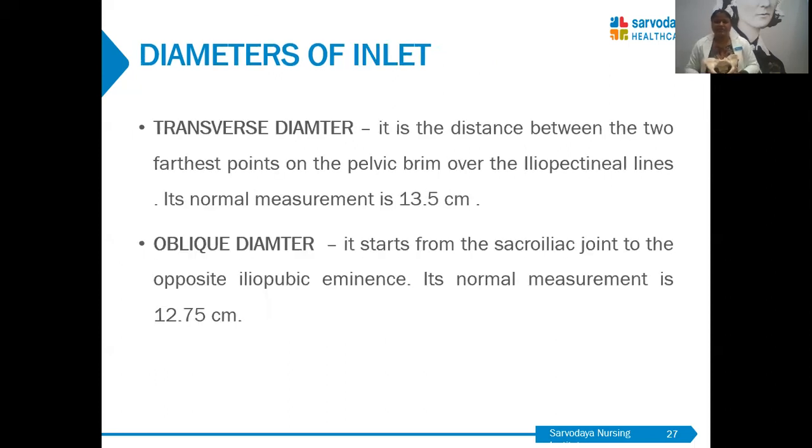Then the transverse diameter is the distance between the two farthest points of the pelvic brim over the iliopectineal lines. Its normal measurement is 13.5 centimeters. This one is the transverse diameter. Then the oblique diameter starts from the sacroiliac joint to the opposite iliopubic eminence, and its normal measurement is 12.5 or 12.75 centimeters. This one is the anterior posterior diameter, this one is the transverse diameter, and this one is the oblique diameter.